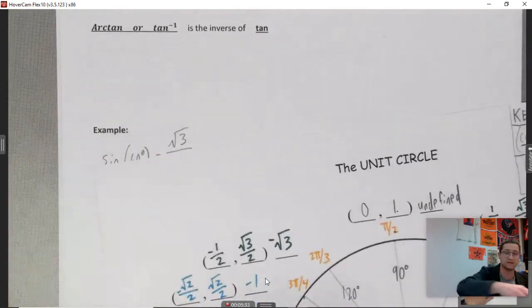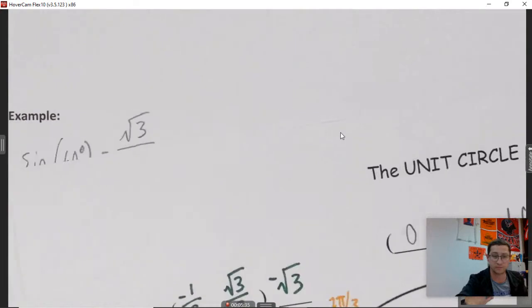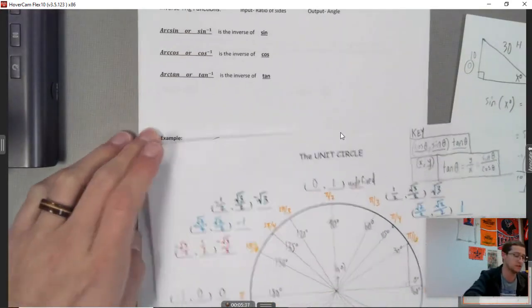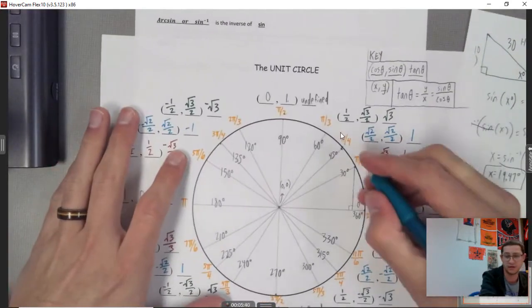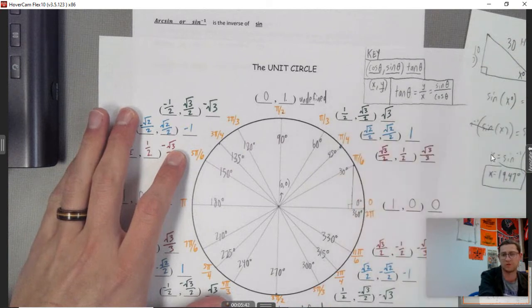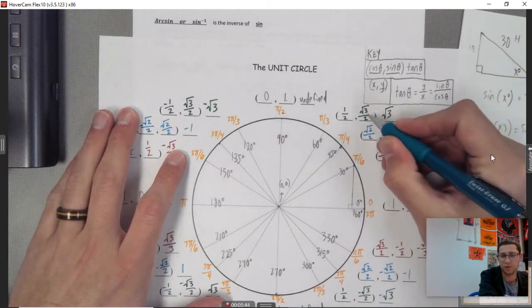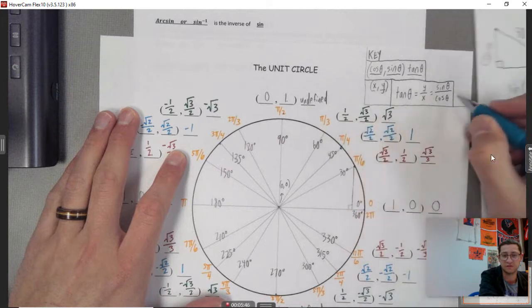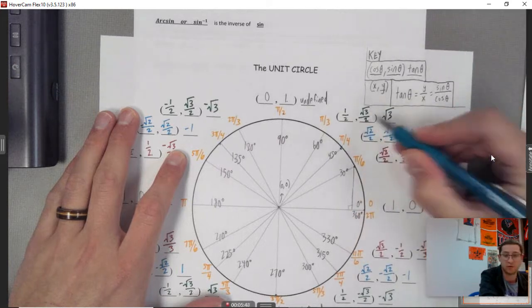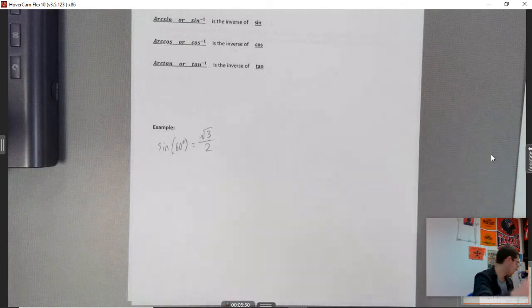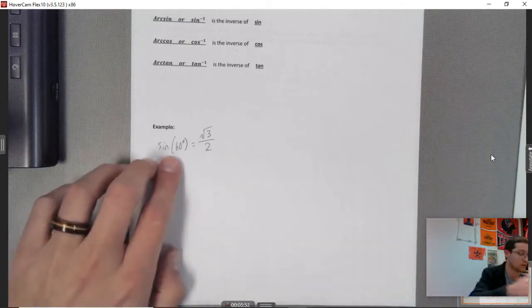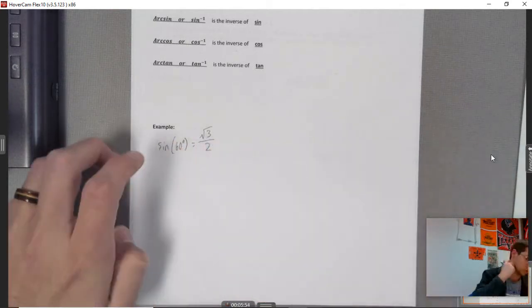Sine of 60 degrees. Zoom out so we can see it. I would go to that 60 degrees, which ends up being pi over 3 in radians, and look at my y. So I do have the sine of 60 degrees being the square root of 3 over 2. We've developed that and worked with that before. So sine of 60 degrees is equal to the square root of 3 over 2.